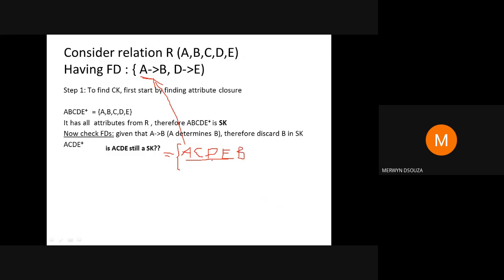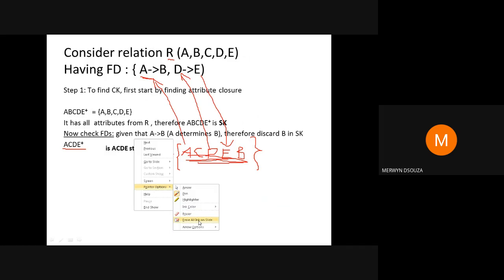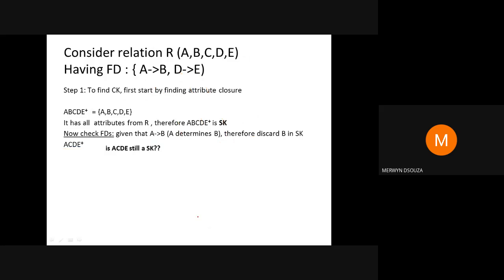Check whether any of the other attributes are present on the left hand side of the functional dependencies. You can see that D is present on the left hand side. D determines E, but E is already present in the answer, so there's no need to write it. So now the attribute closure for ACDE has all the 5 attributes of the relation R. Did you understand how ACDE is still a super key? The answer is yes, it is still a super key.